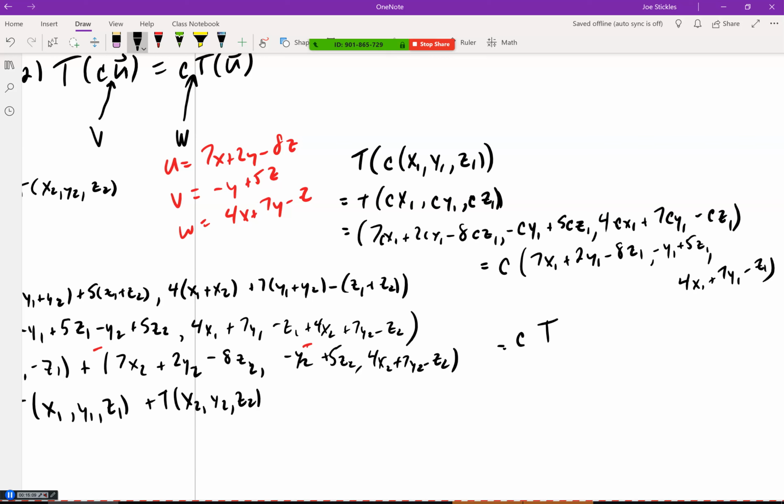Which really is the constant times the transformation. So we really do see here that we have a linear transformation. Any questions on that one?